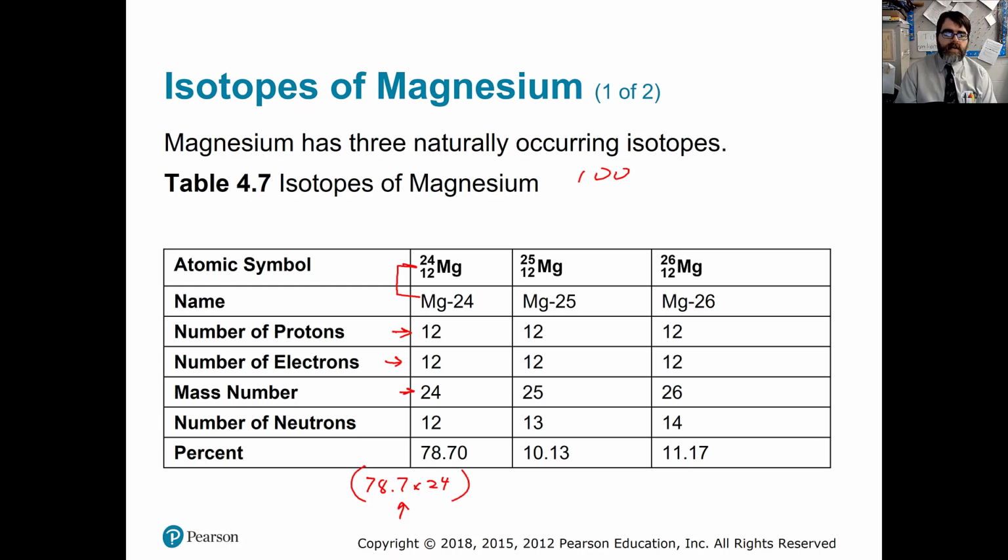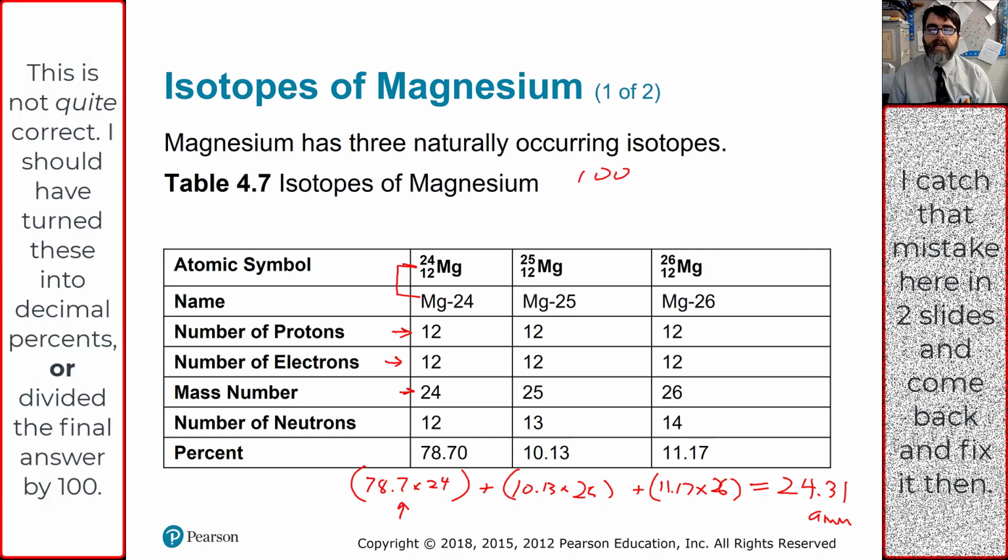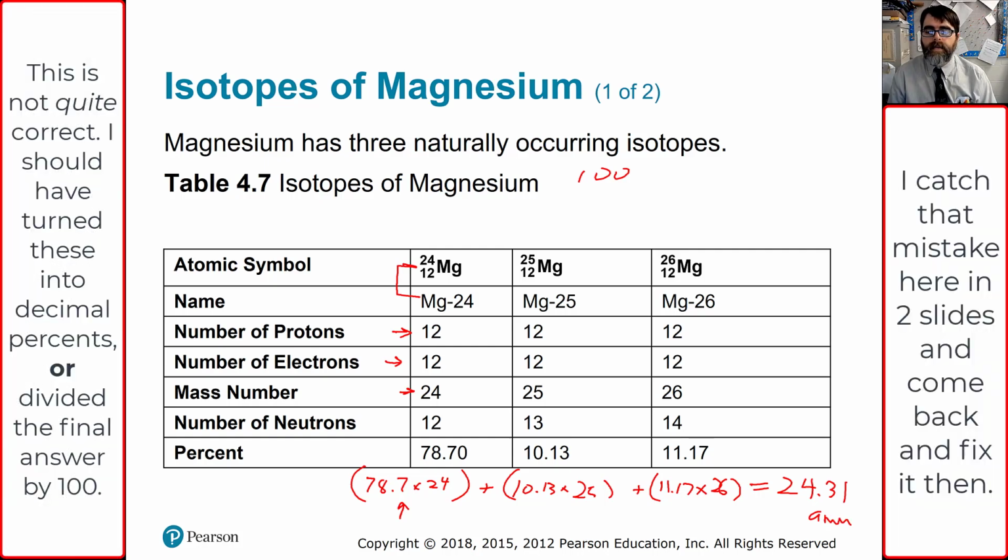And so we do those, and then we've got 10.13 times 25, and then we have 11.17 times 26, and then we just punch that into a calculator, and when you do that, you get 24.31 AMU. And that is the mass, the atomic mass that is on the periodic table, the average atomic mass.